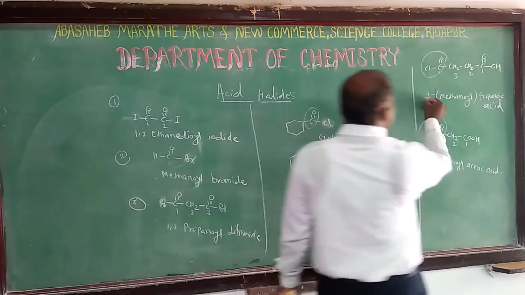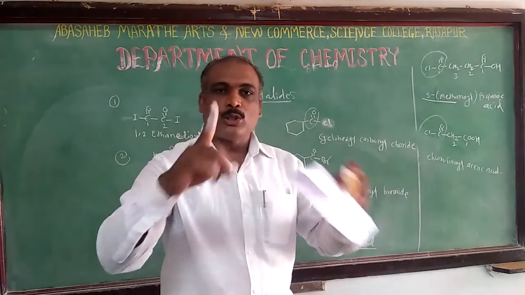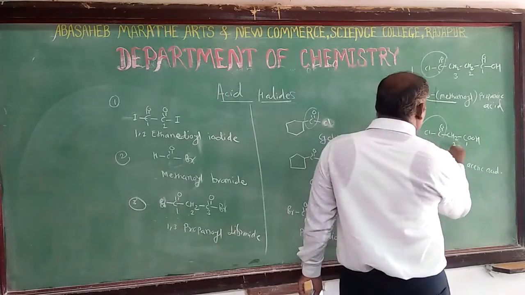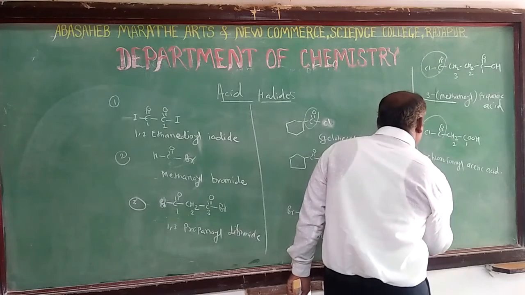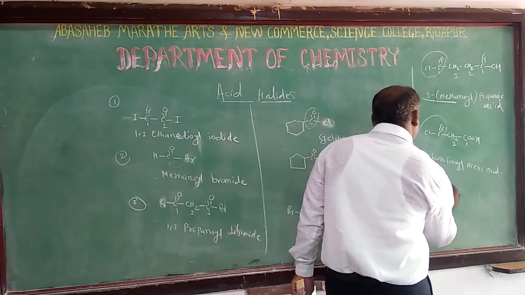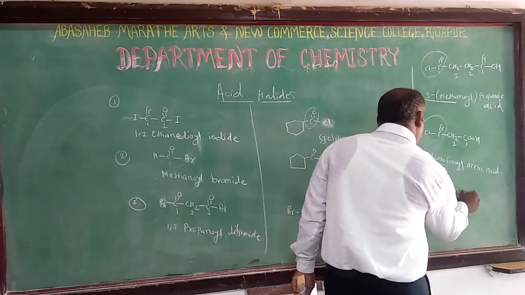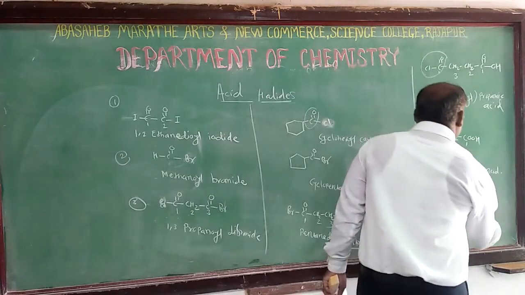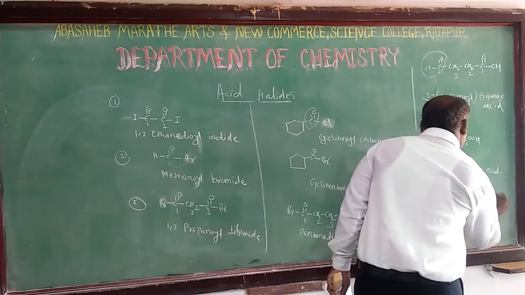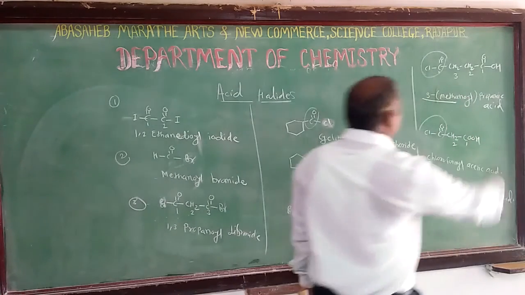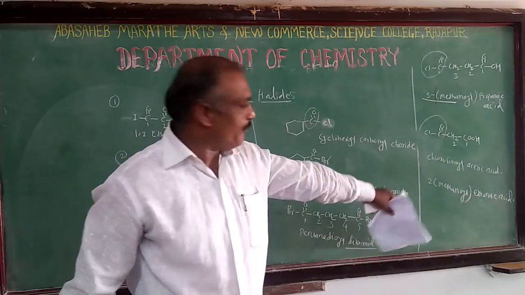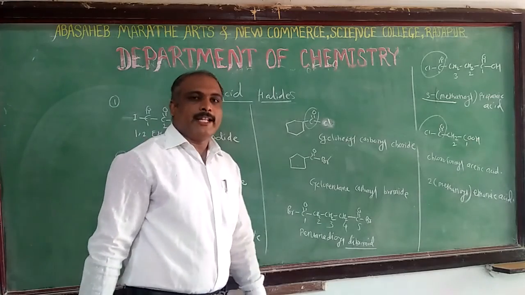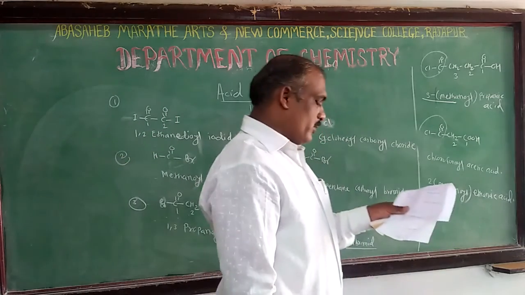Second type, like this, we can write the name for this structure, where the 2 position has this group, so 2 in brackets, methanoyl, 2-methanoyl ethanoic acid, right? 2-methanoyl ethanoic acid. So this is another form of giving the name for these structures. Okay, thank you.